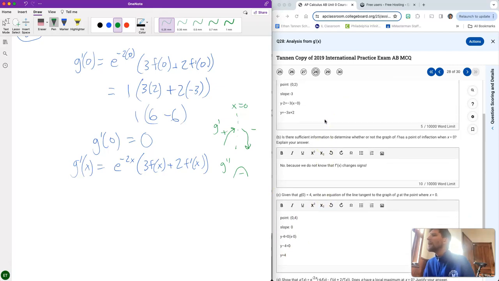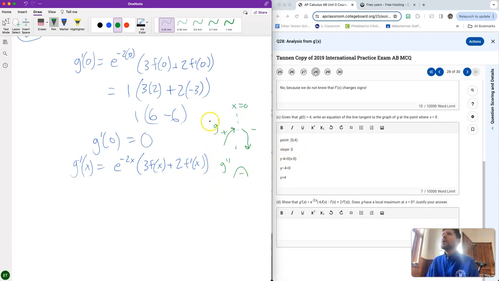I guess we also have to show, oh, we already found that g prime of 0 is 0, so we know it satisfies the second derivative test. We know the slope is 0, so if it's also concave down, then the second derivative test tells us that it has a maximum. That's what this is referencing. So let's take the second derivative.